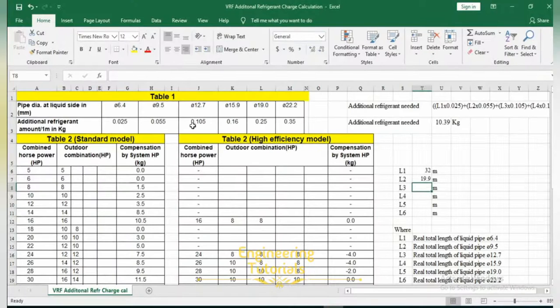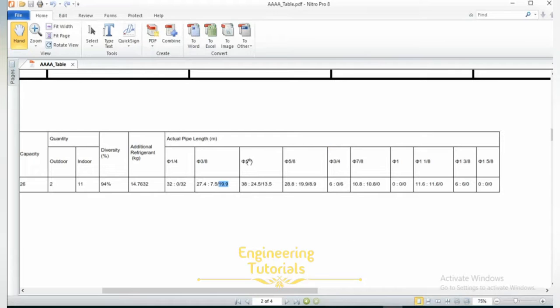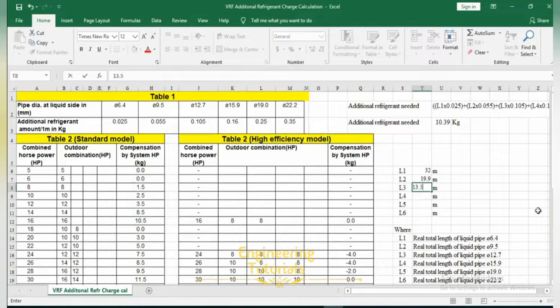Half inch is nothing but 12.7 mm, as you can see over here. And here it's half inches, and first one is for the gas, second is for liquid. So liquid size, how much is the length? That is 13.5 meter due to half inches, that is 12.7 mm dia, 13.5 meter length. And now go to L4. L4 is due to the dia 15.9 mm.